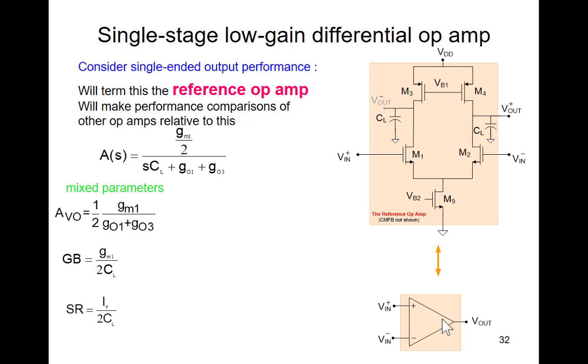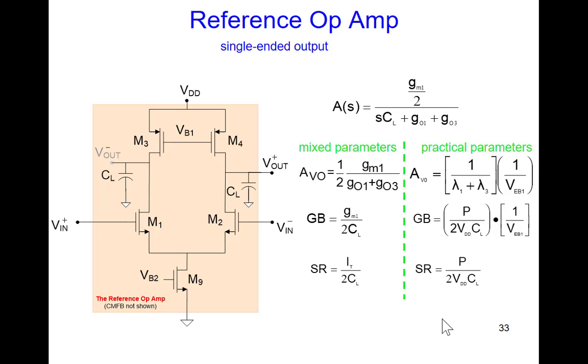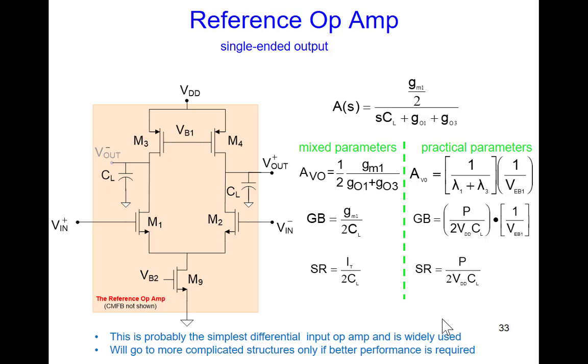Now these are really mixed parameters. They're in terms of small signal parameters, GM1, GOut1, GOut3, and IT. So that's a mixed parameter set. But we can put all 3 of those expressions in terms of the practical parameters. This is probably the simplest differential input op amp, and if its specs meet your requirements, you probably don't need to go any farther. We'll go into more complicated structures only if superior performance in some aspect is required.